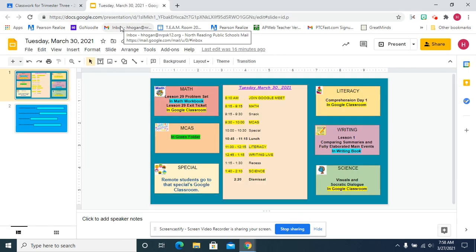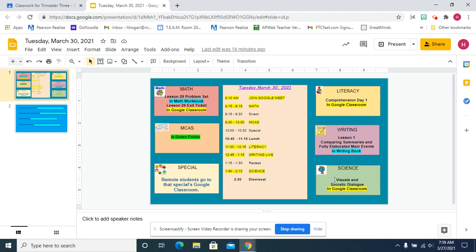For writing, we're going to begin main event. So lesson 1 is comparing summaries and fully elaborated main events, because sometimes people just want to summarize what happened, but it's important to really elaborate the main event. That's the biggest part of the diamond. So we're going to work on that.